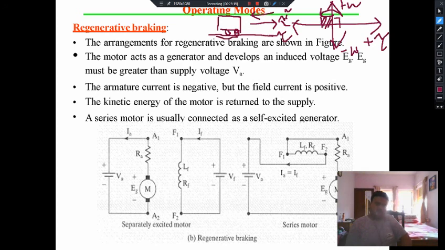So let us stop here for today. In the next lecture, we are going to go deep into regenerative braking and have a fruitful discussion, and we will see how the machine is connected. For regenerative braking, we will study what modifications have to be made in the machines, along with the different operational characteristics.